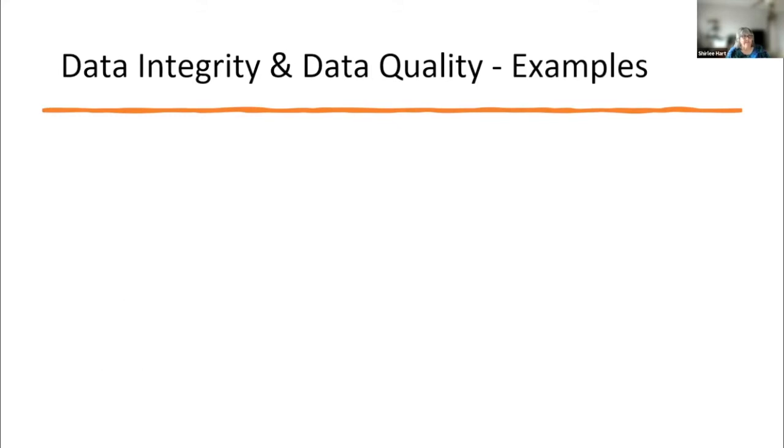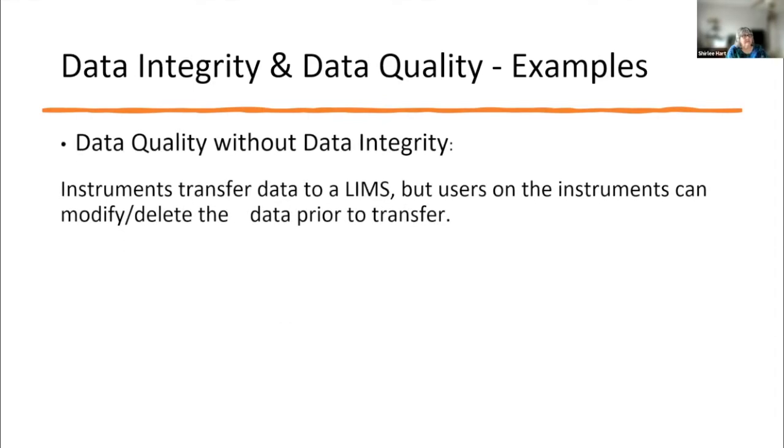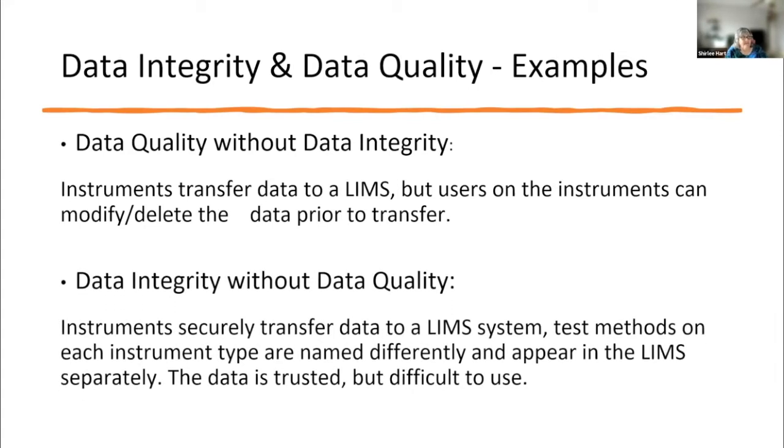So here's some examples of when you can have one without the other. Data quality without data integrity would be a case where you have instruments that are transferring data to a LIMS, but users on the instruments can modify or delete the data prior to the transfer. Well, then you don't have good data, but you have a good process for transferring it, but the data coming in is very questionable.